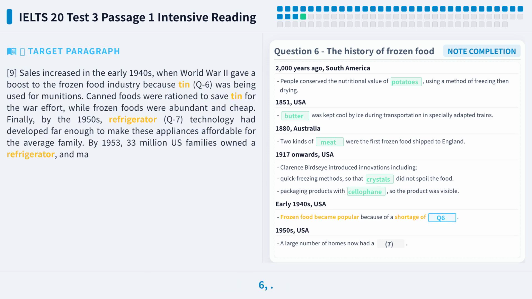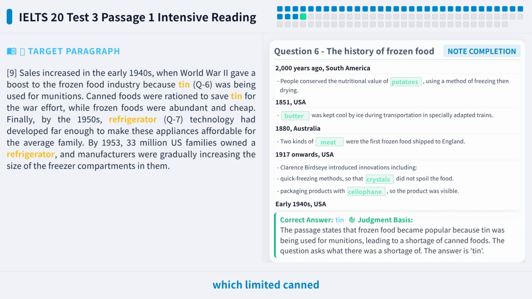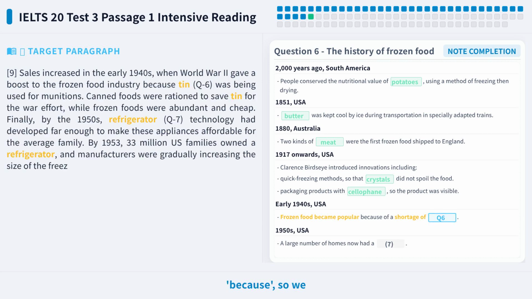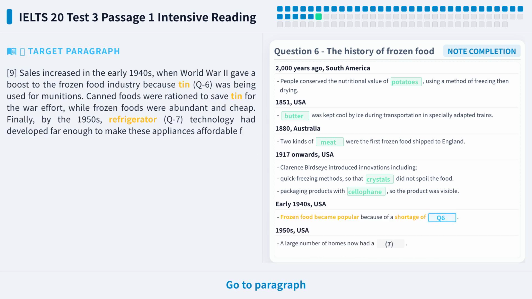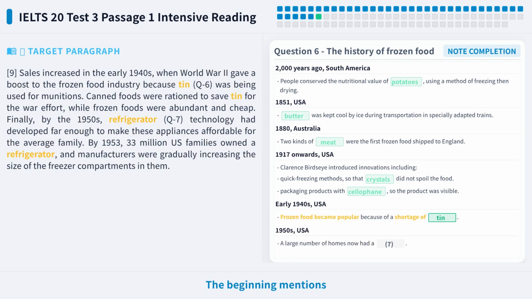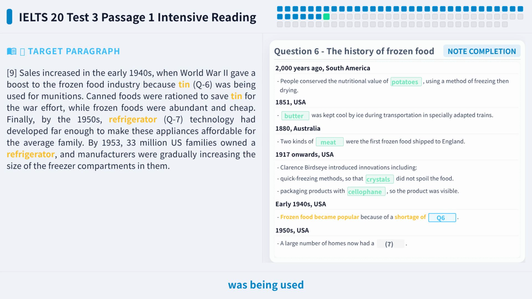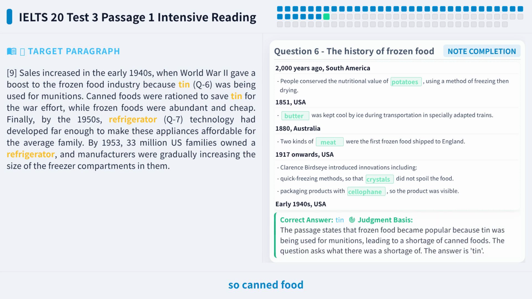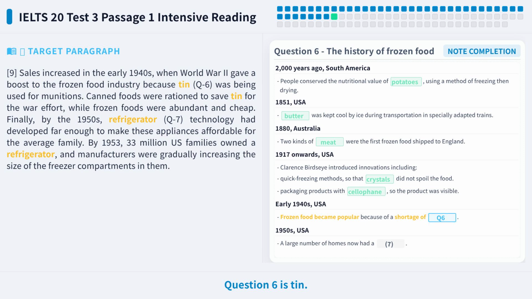Let's look at question 6. It asks what was in short supply, which limited canned food and made frozen food popular. The blank is after because, so we need a noun that explains the reason. Go to paragraph 9. The beginning mentions World War II and tin. The text says tin was being used for munitions, so canned food had to save tin. The thing in short supply is tin. So the answer to question 6 is tin.